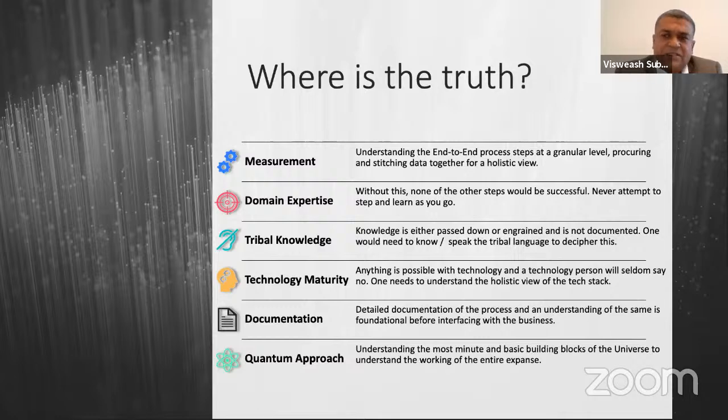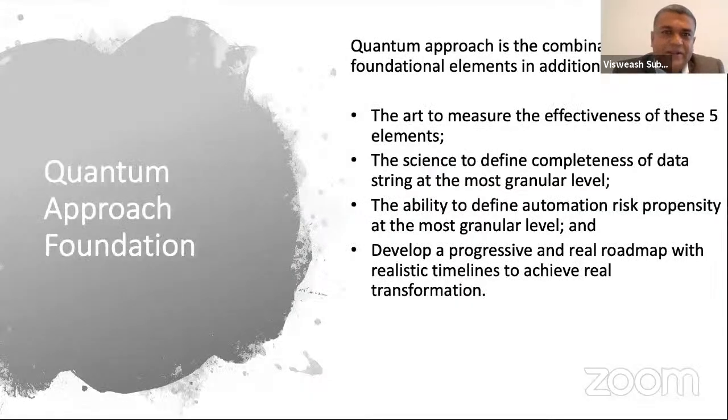With all these things, we bundle it in with our quantum approach, which is basically getting in all these 5 elements. Anthony, can we get to the next page, please? If you don't mind. Thank you. We get in the top 5 foundational elements. We get to the art of measuring the effectiveness of these 5 elements while transformation is being designed.